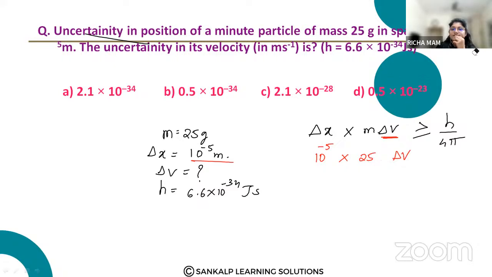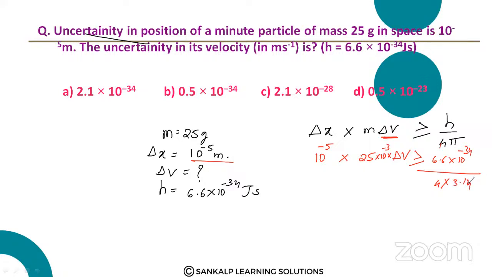So the mass is given as 25 into 10 raised to minus 3, into delta v, that we don't know, is greater than or equal to h, whose value is 6.6 into 10 raised to minus 34, over 4 into pi, and the pi value is 3.14. Now do the calculation.